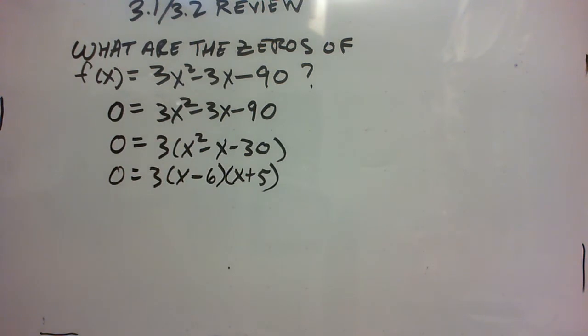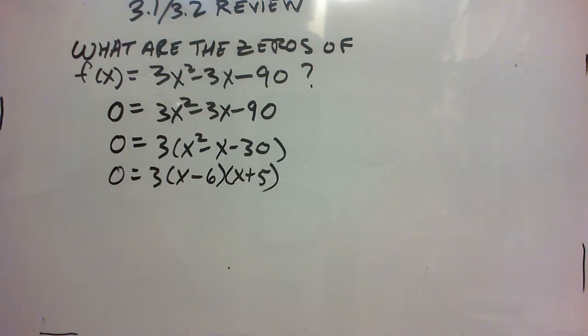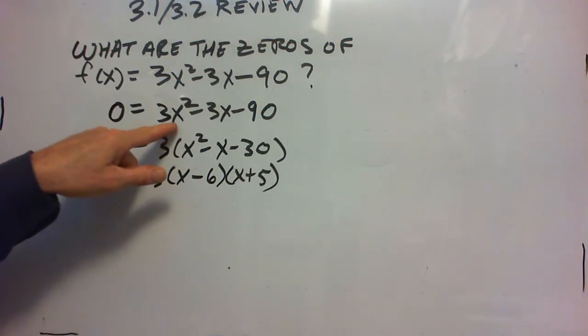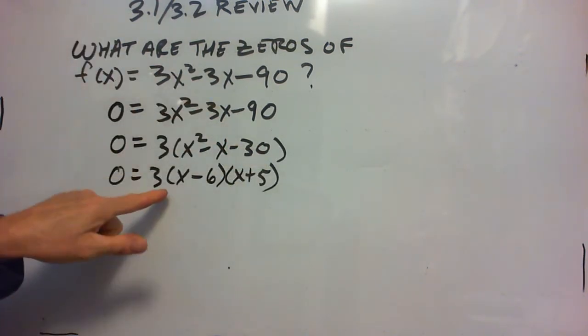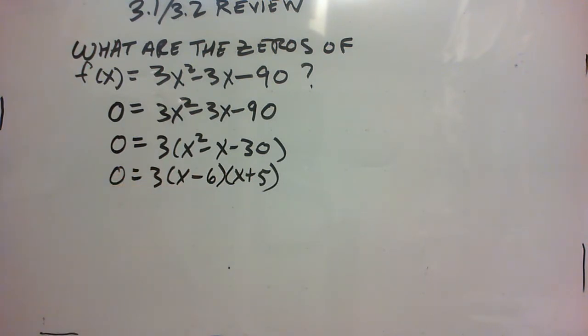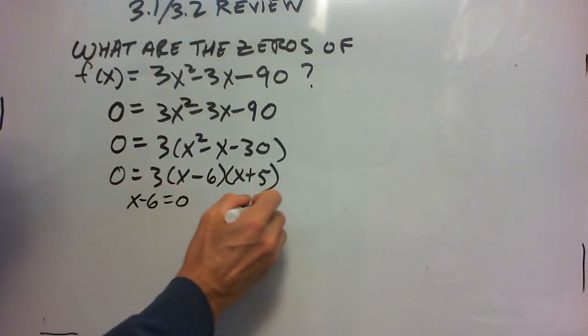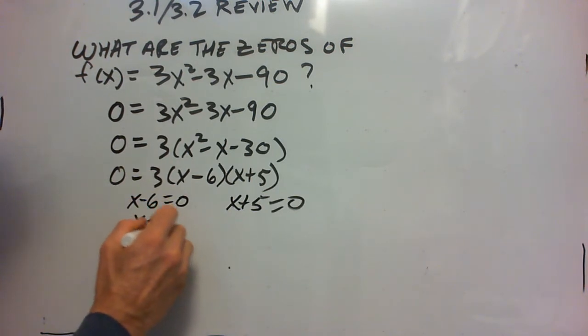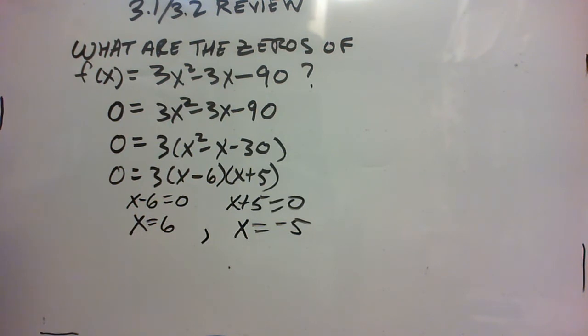So we have a quadratic equation. I mean, we could just throw those numbers into the quadratic formula, get out a calculator and grind out the result, or try solving it by factoring. And in this case, it does factor. We can factor a 3 out to start, and then we factor the smaller quadratic, and we get 0 equals 3 times x minus 6 times x plus 5. By the zero product rule, we let each of those factors equal 0. And we get zeros of x equals 6 and x equals negative 5. Those are the zeros.